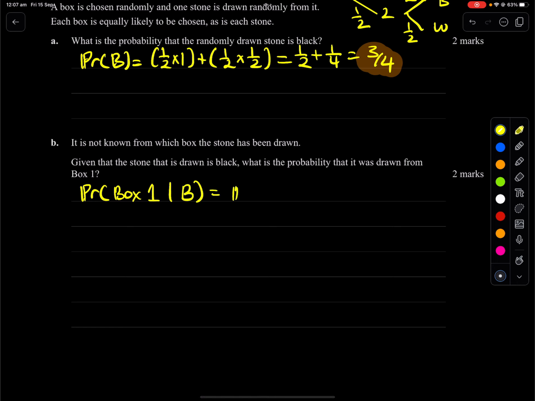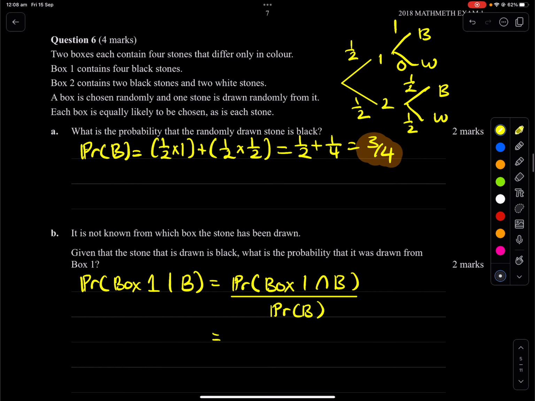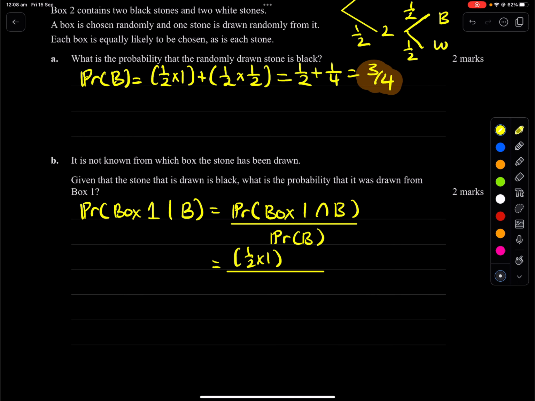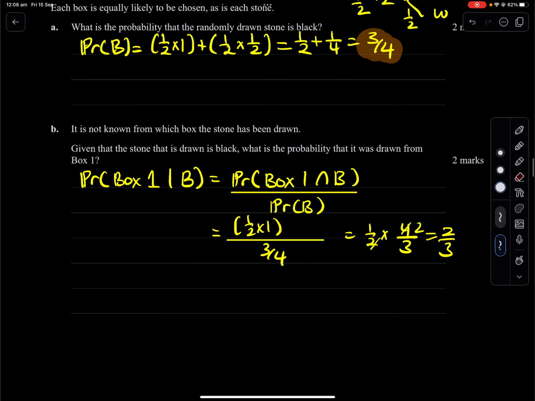So that means the probability of box 1 intersection B, all over the probability of B. Box 1 and B is what? It's half times 1, all over. And the probability of black is what? 3 over 4, which we've calculated. So we're saying half divided by 3 over 4, which is times 4 on 3, which will be 2 on 3. So, yeah, that would be that.